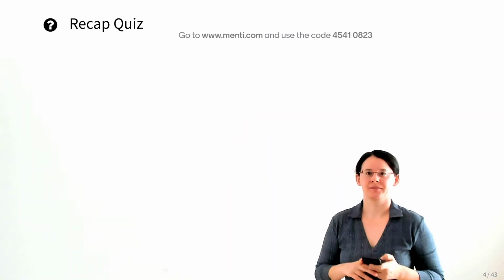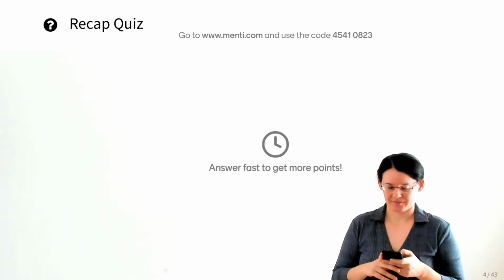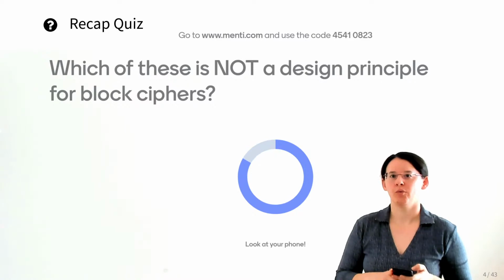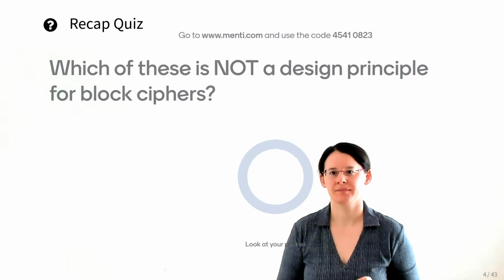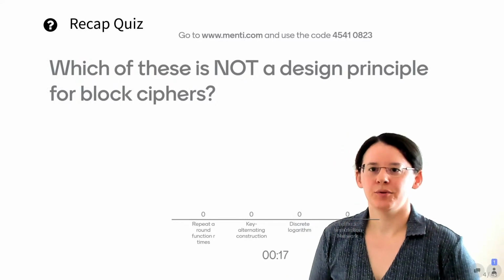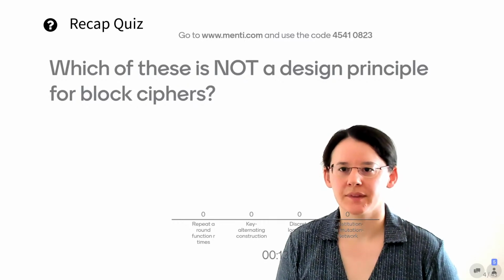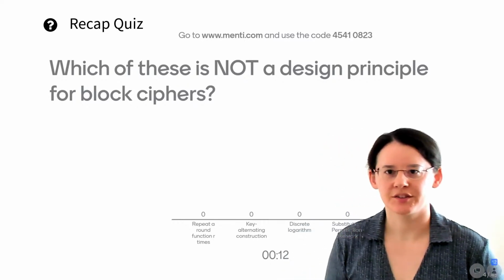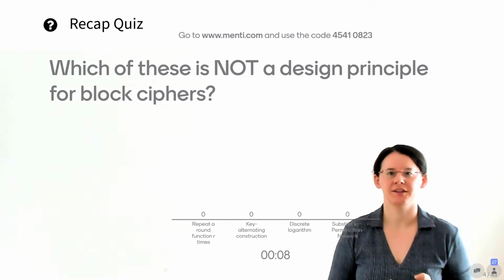Okay, question 4 out of 5. Which of these is not a design principle for block ciphers? To repeat a round function r times, or the key alternating construction, or the discrete logarithm, or the substitution permutation network.